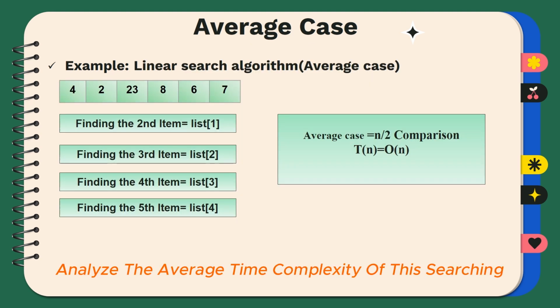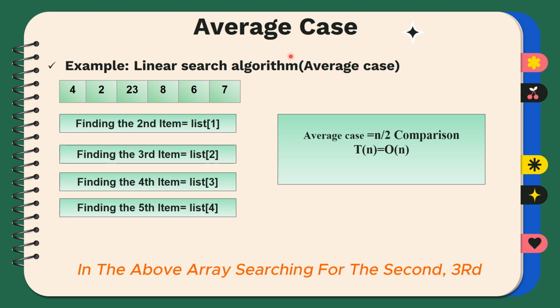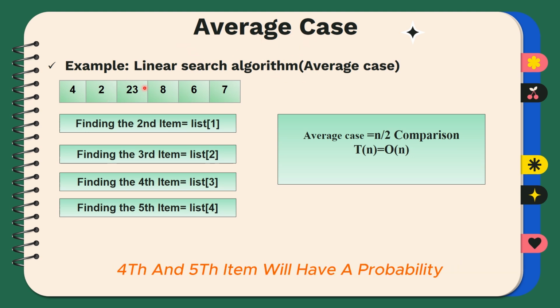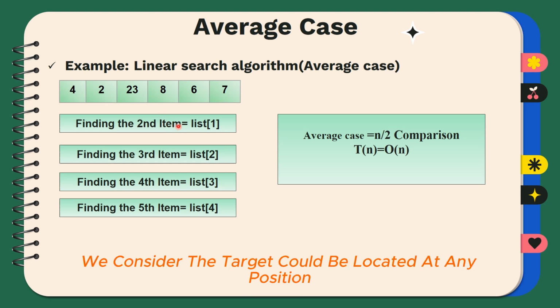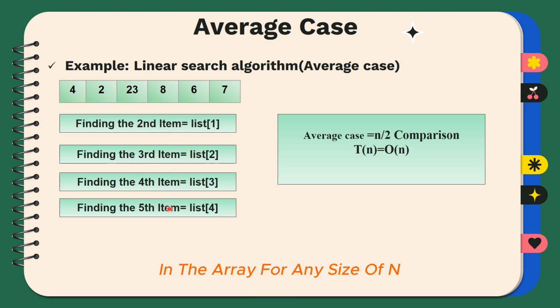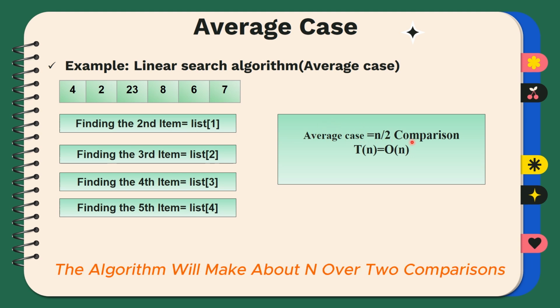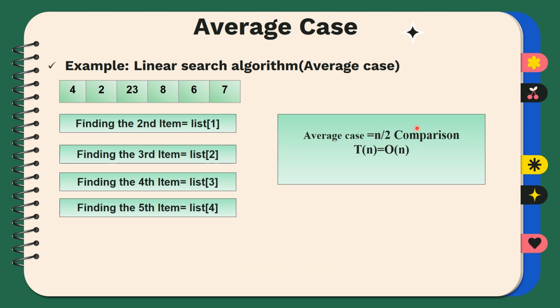Finally, let's analyze the average time complexity of this searching algorithm. In the upper array, searching for the second, third, fourth, and fifth item will have a probability to achieve the average time complexity. To compute the average case, we consider the target could be located at any position in the array. For any size of n, the average position of the target will be approximately in the middle. Therefore, on average, the algorithm will make about n over 2 comparisons.